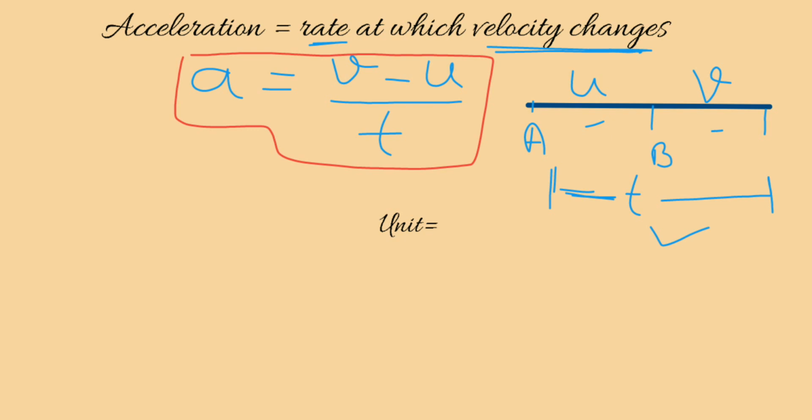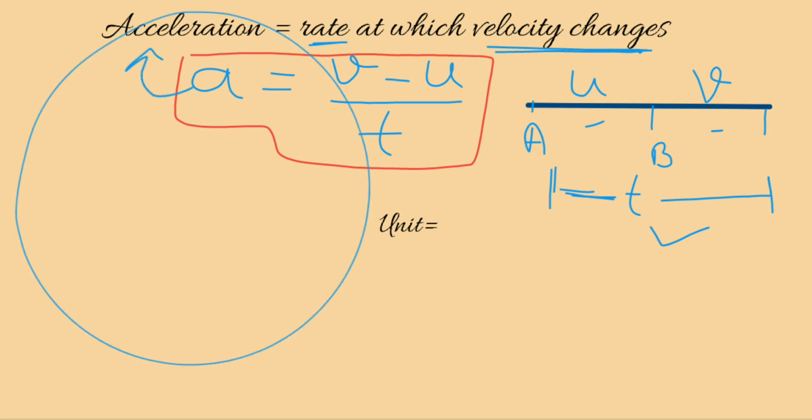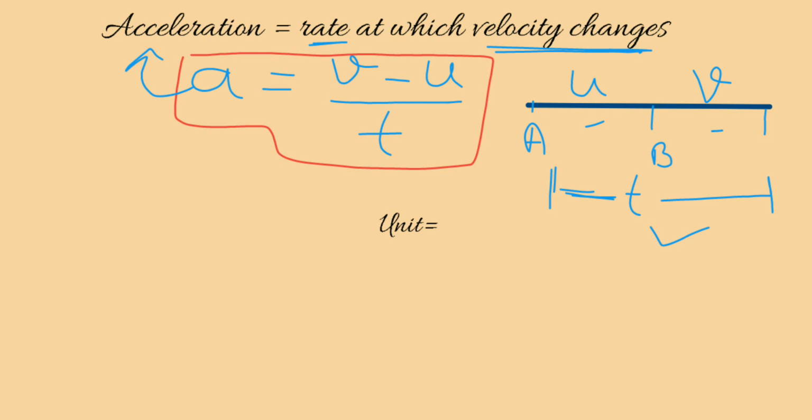Now see student, what is acceleration? Acceleration is a physical quantity. Is that correct? Yes, just because we can measure it. And as it is a physical quantity, we can find out whether it is scalar or vector. Now tell me, should acceleration be a vector or a scalar?